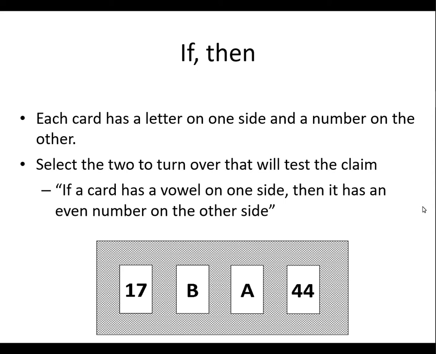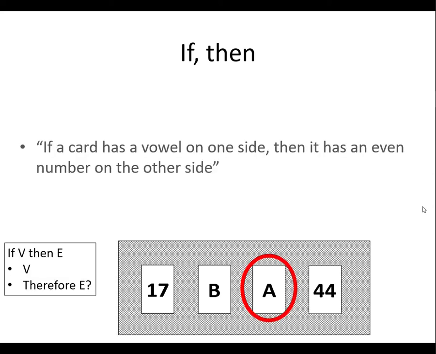Now the first one is admittedly a freebie. The if-then statement is if vowel, then even number. So obviously you're going to flip the vowel to see whether there's an even number on the other side. You just follow the statement. This is A-ing the A, affirming the antecedent, or, if we were in a logic course, modus ponens reasoning. Note that flipping the A, or the vowel, could either corroborate the rule, if it has an even number on it, or it could disconfirm or disprove that the rule is being followed.